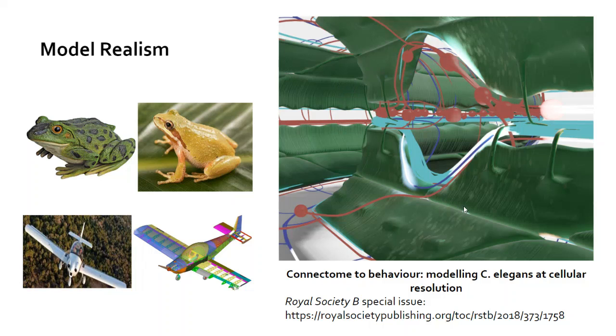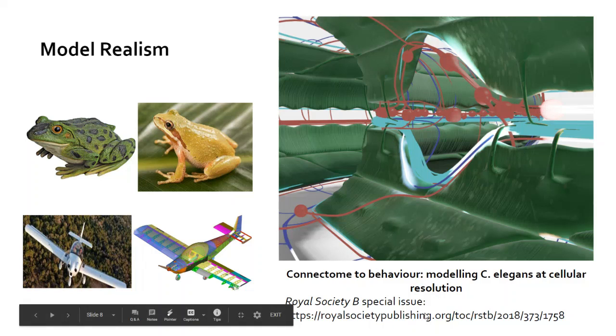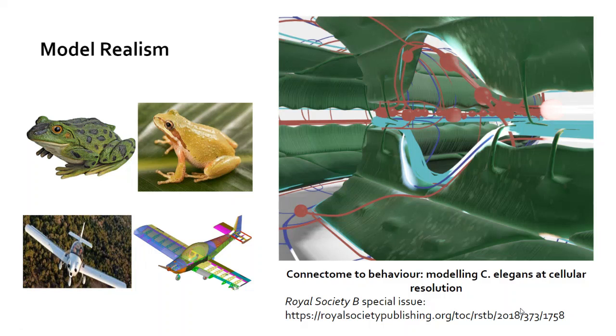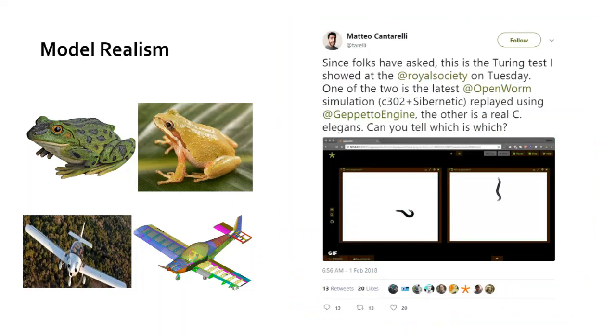This is sort of the inside of the worm, the muscle walls and the axons leading to motor neurons. And so this is very hyper-realistic. I would recommend this special issue of the Royal Society Journal. There are a bunch of papers in there on OpenWorm and the various ways in which you can model worms. And it's really a good exposition of what's going on in OpenWorm.